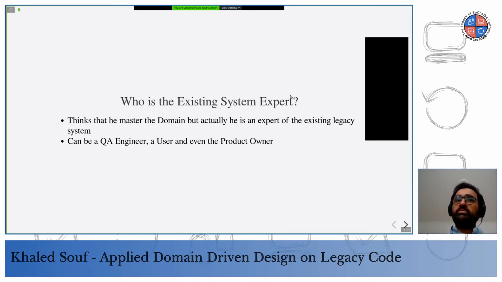In most cases, it's going to be a QA engineer, because he's always testing that system, so he knows every trap in the system. Maybe a user that has been there for a long time, and sometimes a product owner who was a tester at some point, a QA engineer at some point. So how do we get the information about the legacy system from the existing system experts?